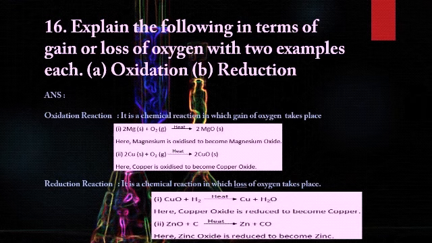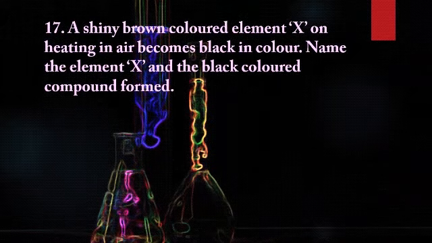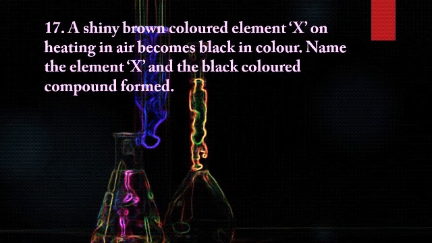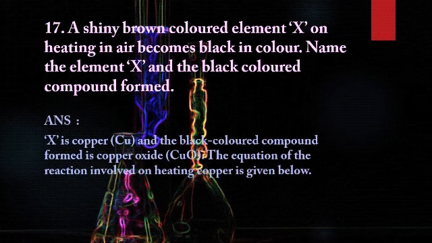Now moving on to the 17th question. The 17th question is, a shiny brown colored element X on heating in air becomes black in color. Name the element X and the black colored compound formed. Answer: X is copper and the black colored compound formed is copper oxide, CuO. The shiny brown colored element is copper metal. When the metal is heated in air, it reacts with atmospheric oxygen to form copper oxide. Hence, the black colored compound is copper oxide.